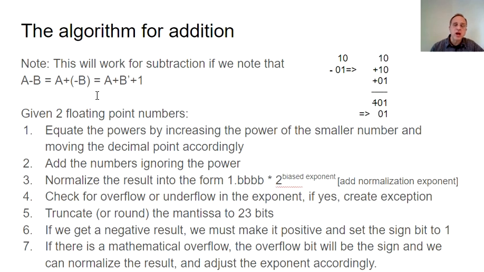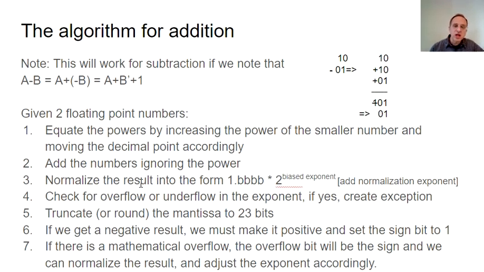So let's go back to our algorithm for addition. Given 2 floating point numbers, here's what we're going to do. First, we're going to equate the powers by increasing the power of the smaller number. We saw that. And moving the decimal point accordingly. So if we've raised the power or lowered the power, we've got to move. We're never going to lower. We're going to raise the power. We're going to have to move the decimal point. Then we're going to add the numbers and ignore the power.